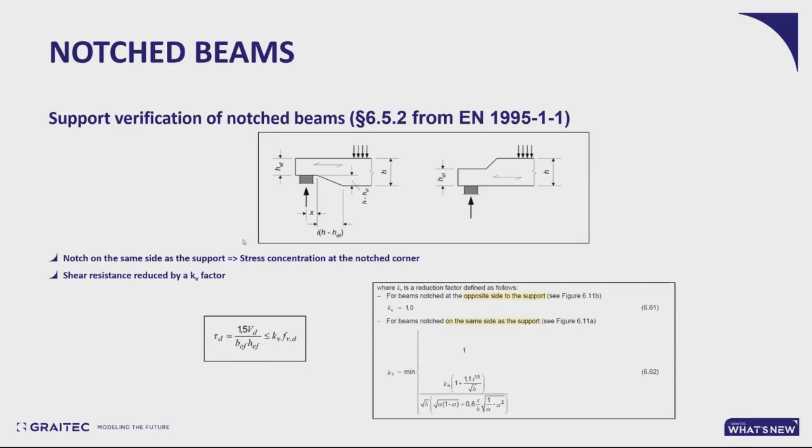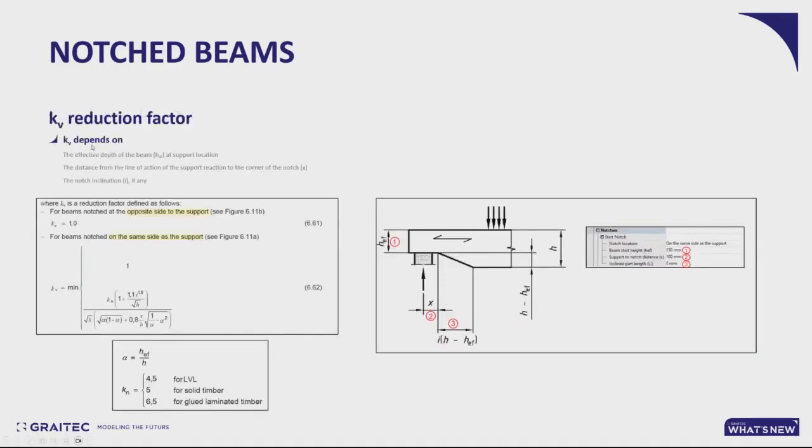And this translates into a KV reduction factor, which will affect the shear resistance of the member. So when it's on the opposite side, there is no stress concentration and KV has no effect. But when it's on the same side, then KV may be smaller than 1, reducing the shear resistance. So this KV factor will depend on the depth of the beam at the support location, but also on the distance between the resulting support action and the notch corner, as well as the inclination of the notch, if there is an inclination at all.